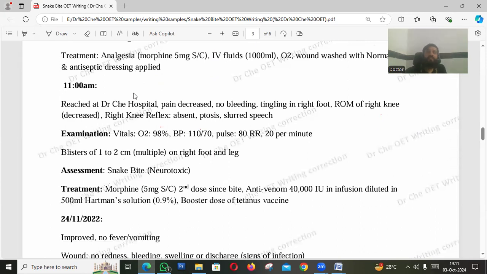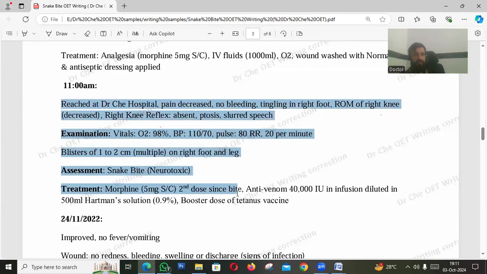This is what you have treated in the hospital. You will start with at this time, and then you have all of these things. If you write all of these things, imagine your paragraph would have more than 100 words easily, but you need to make it concise. Okay, let us read.